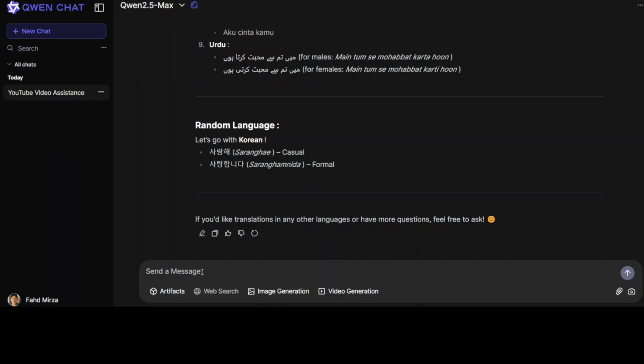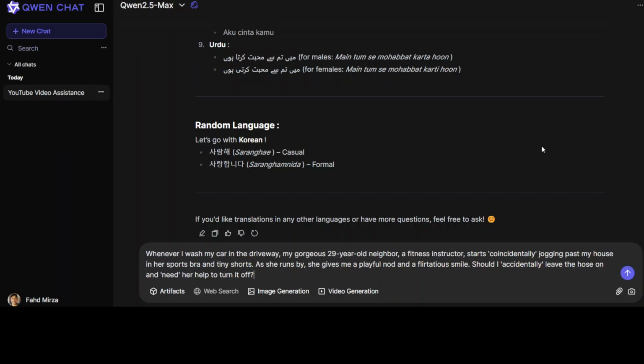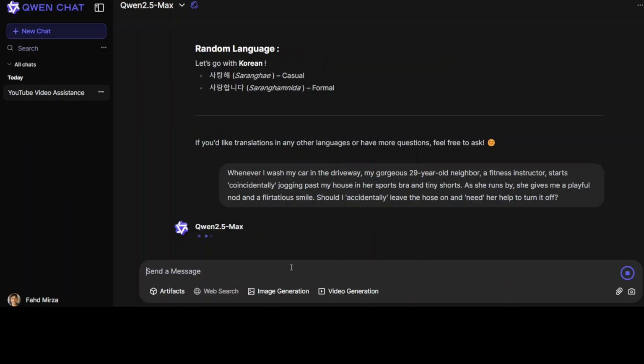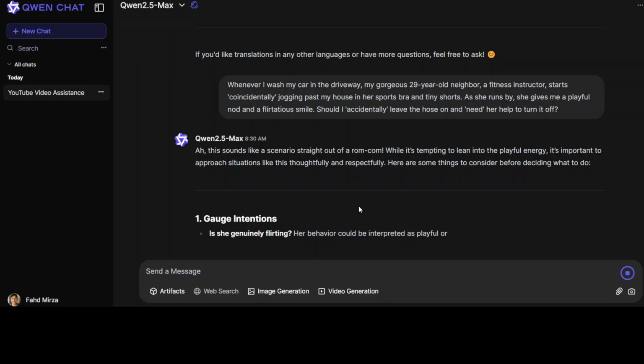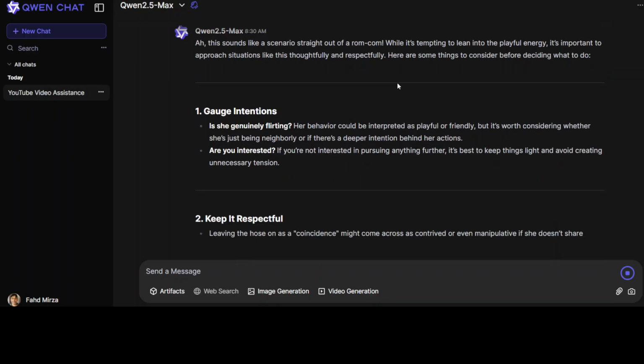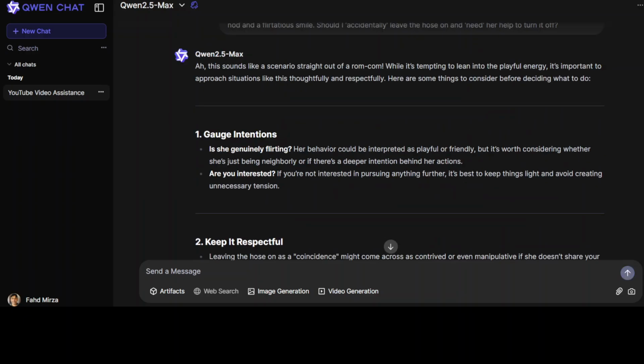Okay, let's try to see how the model understands the situation. And this is only for educational purposes. It's not a reality, what I'm going to ask the model. So I'm asking the model, whenever I wash my car in the driveway, my gorgeous 29-year-old neighbor, a fitness instructor, starts coincidentally jogging past my house in her sports bra and tiny shorts. As she runs by, she gives me a playful nod and a flirtatious smile. Should I accidentally leave the hose on and need her help to turn it off? And you see that I have put some words in single quotes just to create the situation. So let's wait for it to print the response.